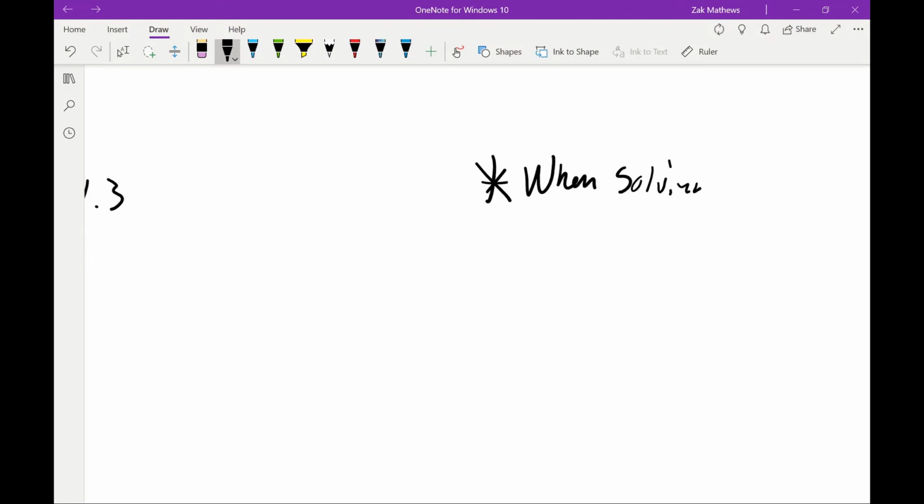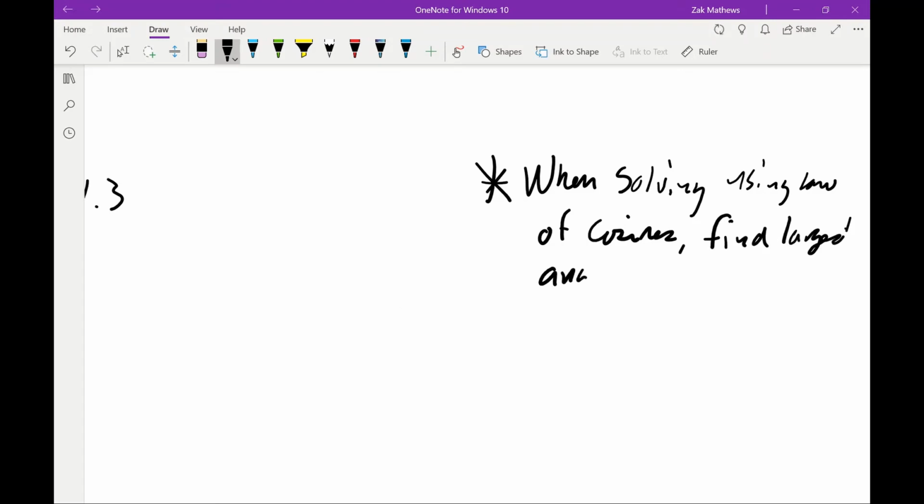When solving using law of cosines, find the largest angle first. I'm going to add the addendum "when possible." And why did I add that when possible?